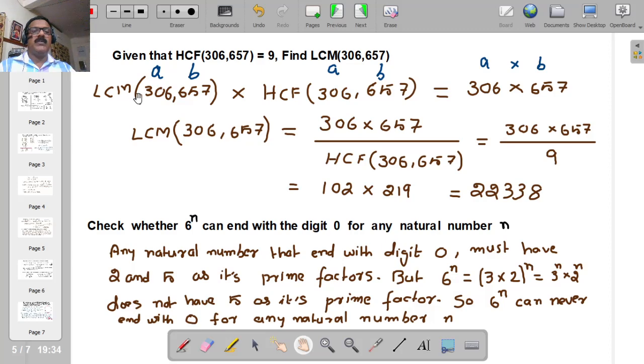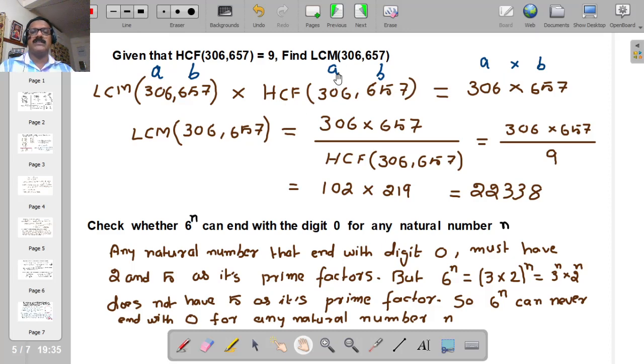We know that the LCM of two natural numbers a and b times the HCF of those two natural numbers a and b is equal to the product of those two numbers a and b. That is, LCM of a, b times HCF of a, b will be equal to a times b, where a and b are natural numbers. So we are given the HCF. Using this, we have to find the LCM. It is just a matter of dividing the product of a and b by the HCF of a and b.